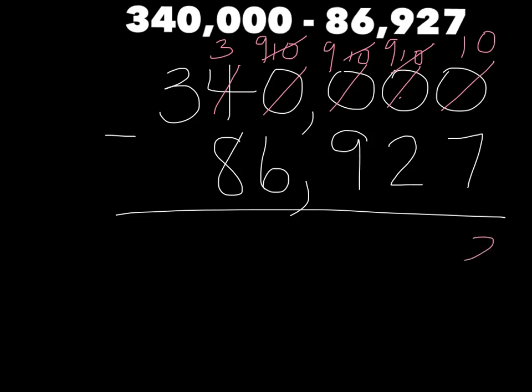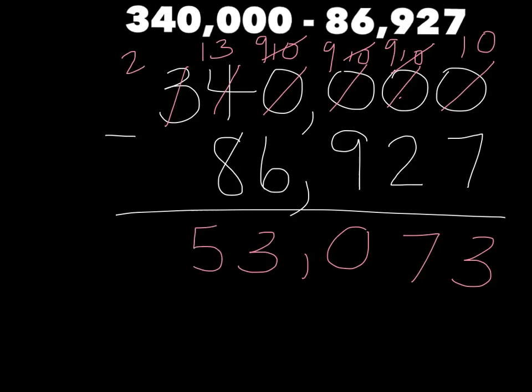10 minus 7 is 3. 9 minus 2 is 7. 9 minus 9 is 0. 9 minus 6 is 3. 3 minus 8, again, I can't do that, so I'm going to borrow again. Now I've got 13 minus 8, which is 5, and 2 minus nothing leaves me 2. I have 253,073. Let's try one more. This time I want you to try it on your own, then you can play the video and check it.